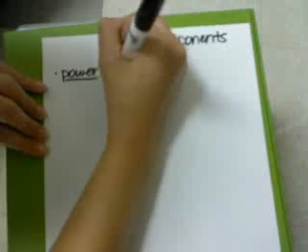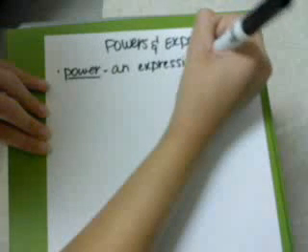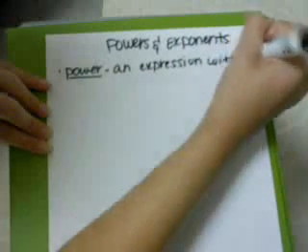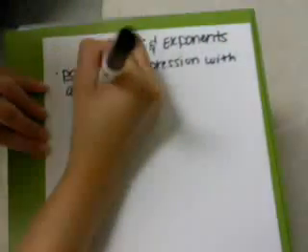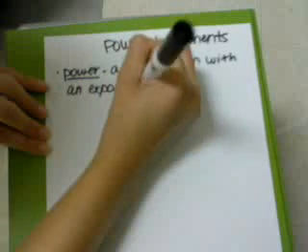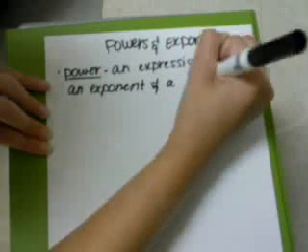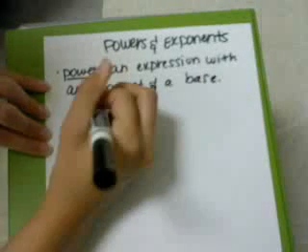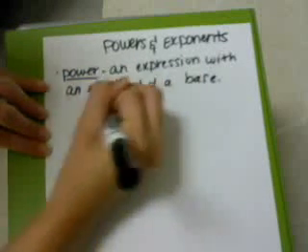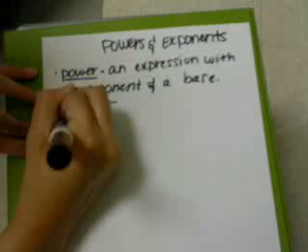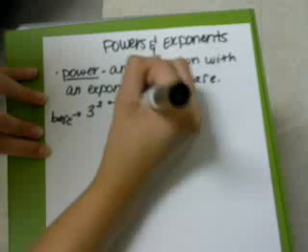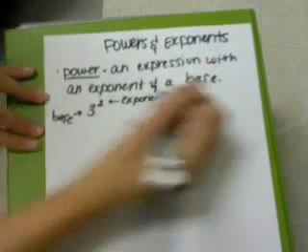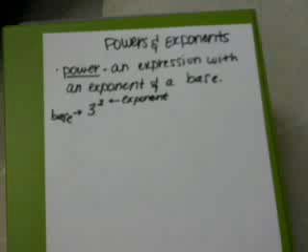and that is an expression with an exponent and a base. For example, if I look at 3 to the second, the 3 is the base and the 2 is the exponent. And technically the whole thing, 3 to the second, is called the power.